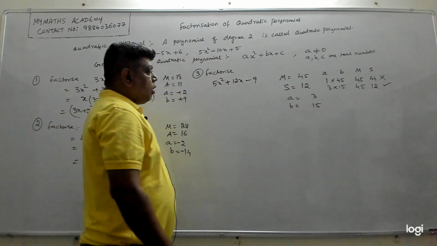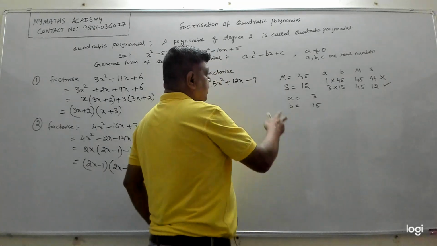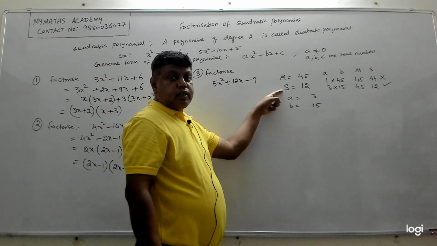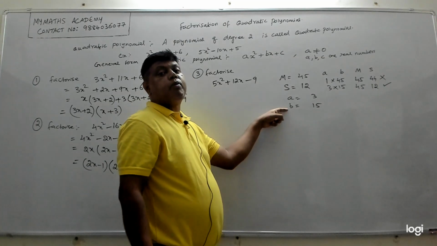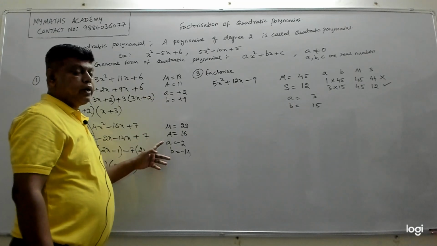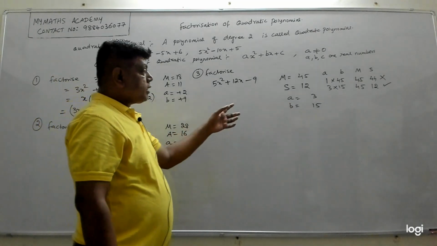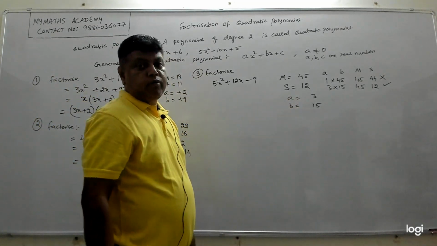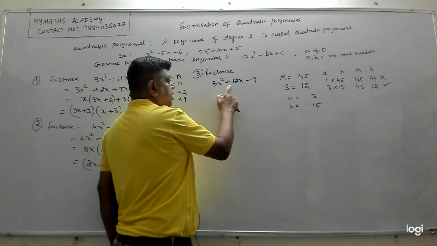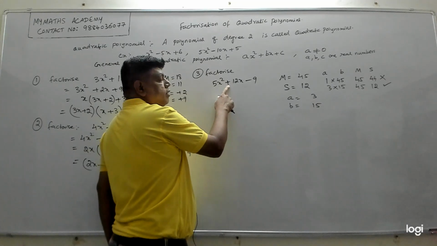Right? So now we need to decide the sign of these two numbers. I told you, in the subtraction case, one number will be positive and the other number will be negative. In the addition case, both are positive or both are negative. To decide which is positive and which is negative, we have to see this sign. This sign is plus. The greater number will take this sign.